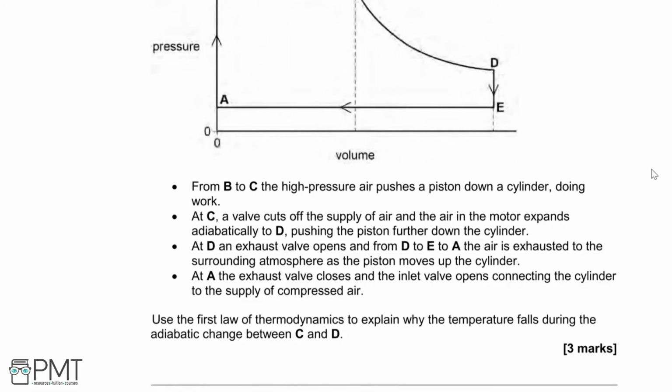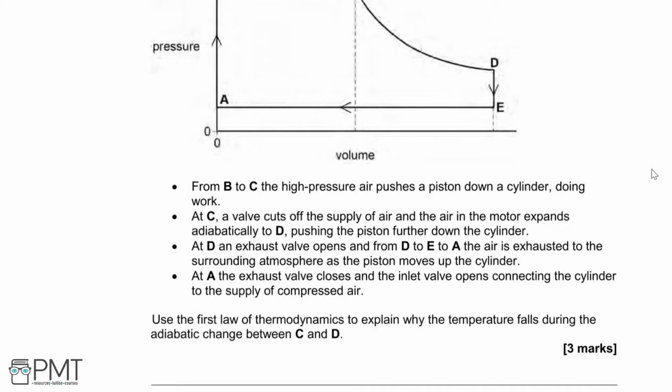At C, a valve cuts off the supply of air and the air in the motor expands adiabatically to D, pushing the piston further down the cylinder. At D, an exhaust valve opens and from D to E to A, the air is exhausted to the surrounding atmosphere as the piston moves up the cylinder. At A, the exhaust valve closes and the inlet valve opens, connecting the cylinder to the supply of compressed air.